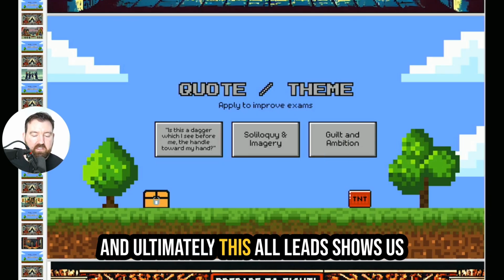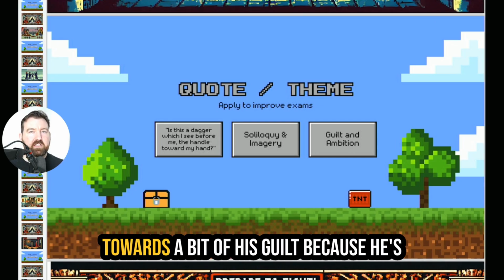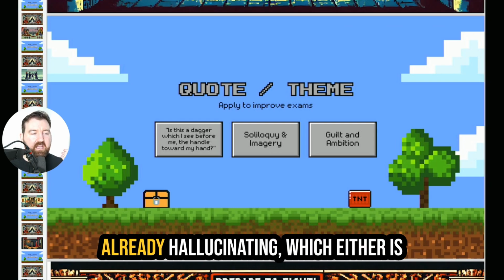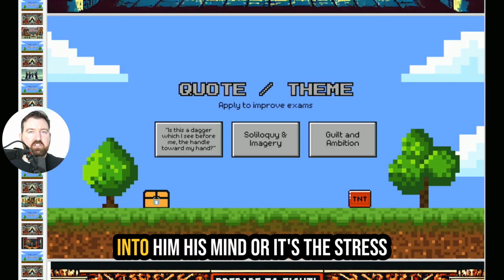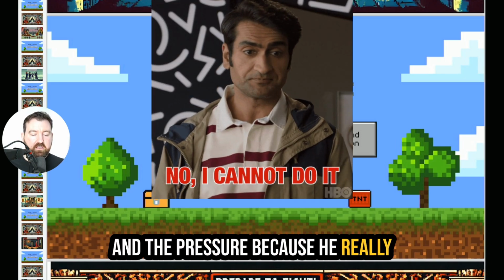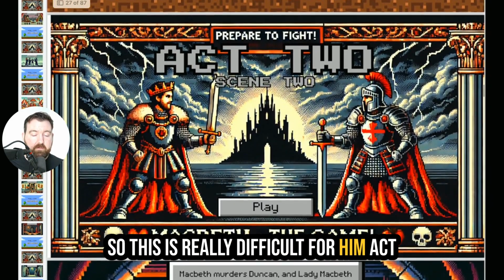And ultimately this all shows us ambition, but it also maybe is pointing towards a bit of his guilt, because he's already hallucinating, which either is because the witches are supernaturally pushing these hallucinations into his mind, or it's the stress and the pressure, because Duncan is like a father to him, so this is really difficult for him.